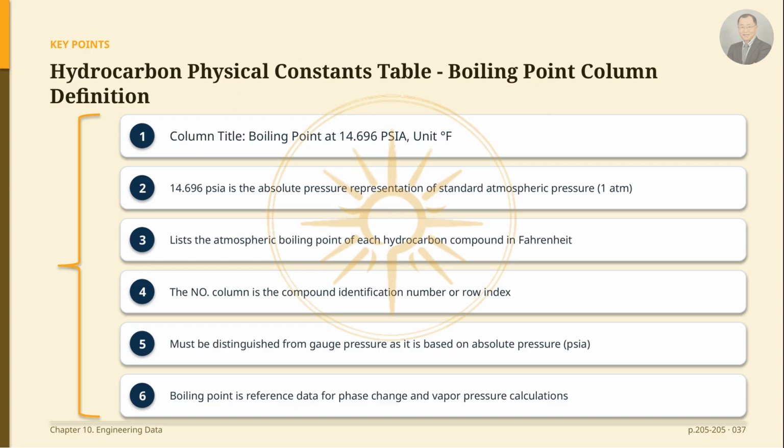14.696 PSI is the absolute pressure equivalent of 1 atmosphere, which is the standard atmospheric pressure, commonly referring to ambient pressure conditions. The table summarizes the boiling points of each hydrocarbon compound under these conditions, and the No. column serves as an identification number for the compounds. It is important here that the unit is PSI, meaning absolute pressure. This should not be confused with gauge pressure, and these boiling point values are used as reference data when calculating phase changes or vapor pressure.